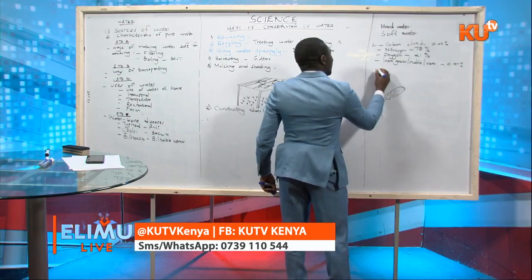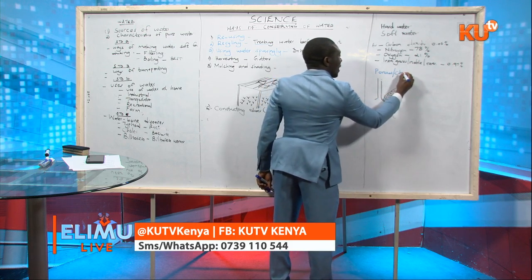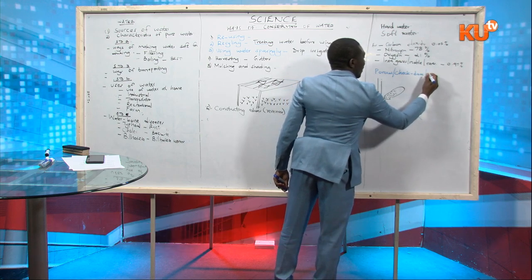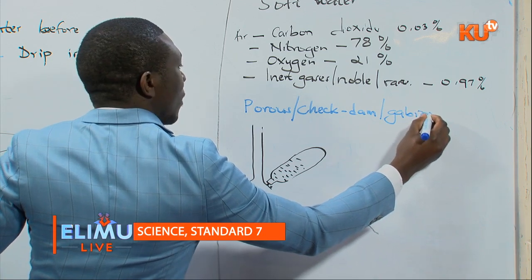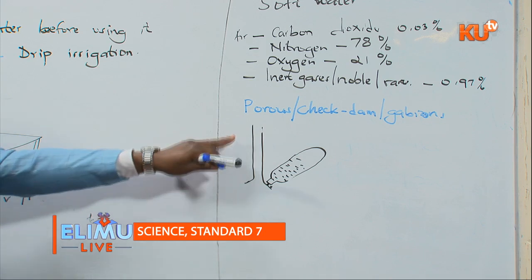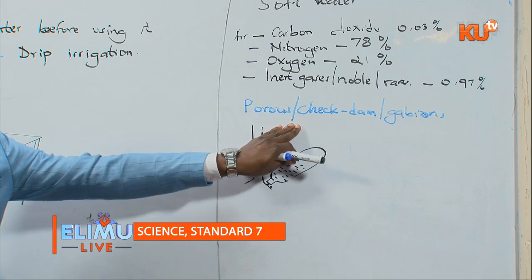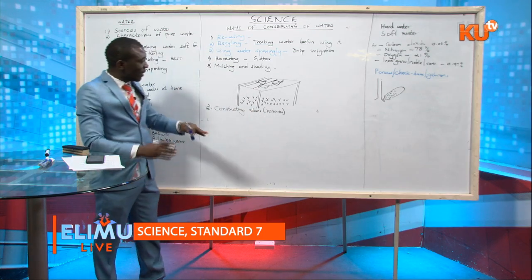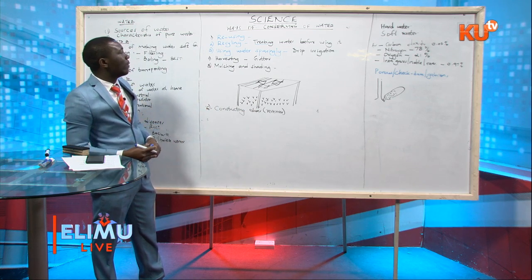So when an examiner uses the word porous dam, or check dam, or gabion, this means the same thing, gabions. So don't confuse dams, reservoirs, with these three. Gabions are a way of conserving soil, also known as a porous dam or check dam. When you construct dams, they store large volumes of water, and we can use it when we are in need of it.